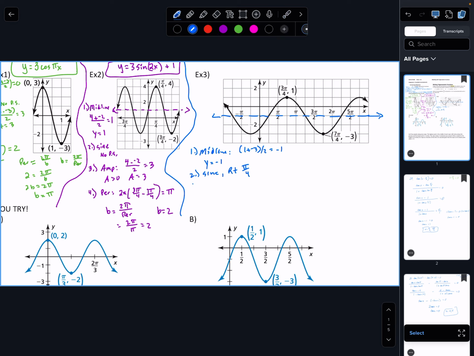And then your amplitude, it is max minus the min divided by 2. So it is going to be 1 minus the negative 3 divided by 2, which is 2. And the way I see it, a is positive, so a is 2.